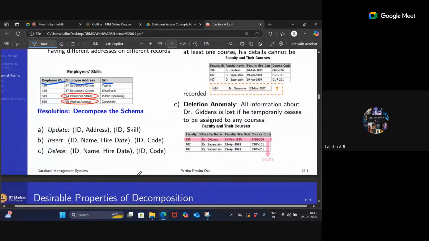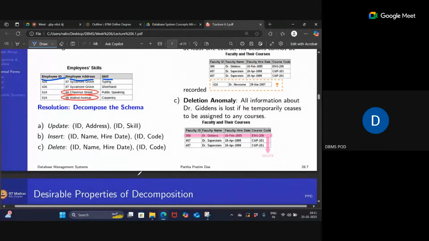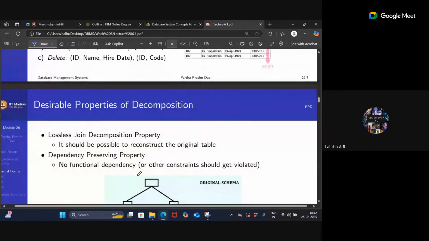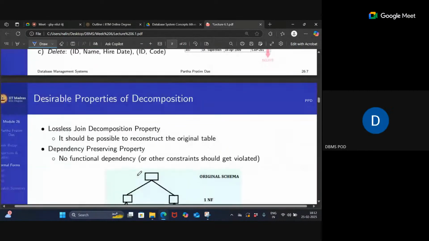Okay. Yeah, you understood now what is the purpose of decomposition and what normalization means? Yes, ma'am. Okay.